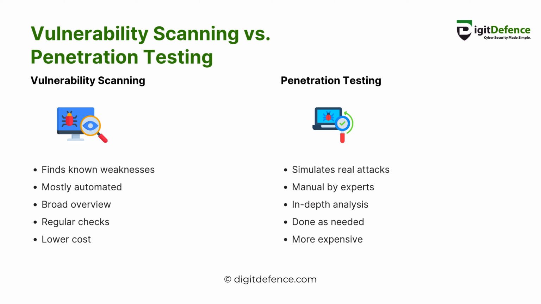Vulnerability scanning is an automated process that quickly finds known security weaknesses across your systems, giving a broad overview and allowing regular checks at a lower cost. Penetration testing is a manual, expert-driven process that simulates real attacks to exploit vulnerabilities, providing deeper insights but at a higher cost and done less often.